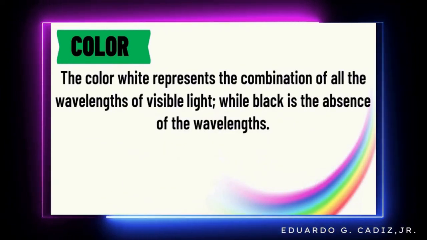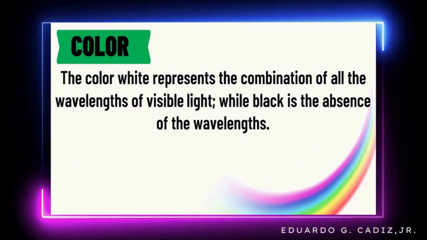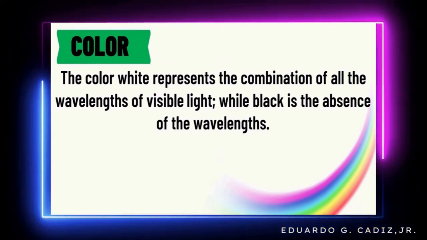In general, the color white represents the combination of all the wavelengths of visible light, while black is the absence of the wavelengths.